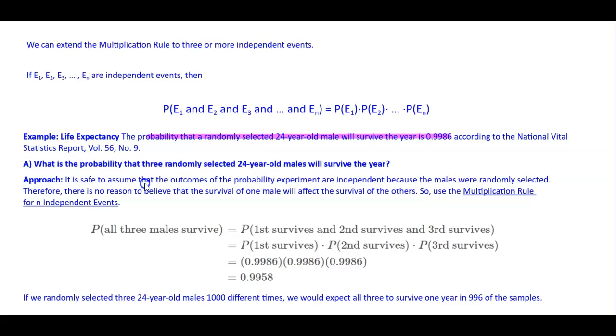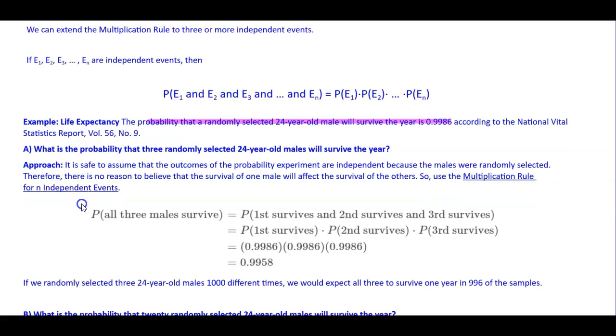It is safe to assume that the outcomes of the probability experiment are independent because the males were randomly selected. So that tells us it's independent. Therefore, there is no reason to believe that the survival of one male will affect the survival of the other males. So we're going to use the multiplication rule for n independent events. The probability that all 3 males survive is the probability that the first survives and the second survives and the third survives, which means we take the probability the first survives times the probability that the second survives times the probability that the third survives.